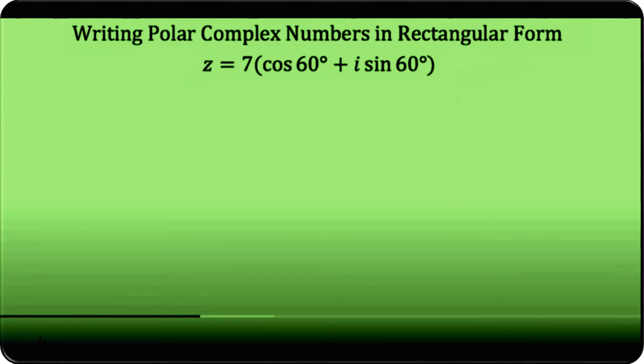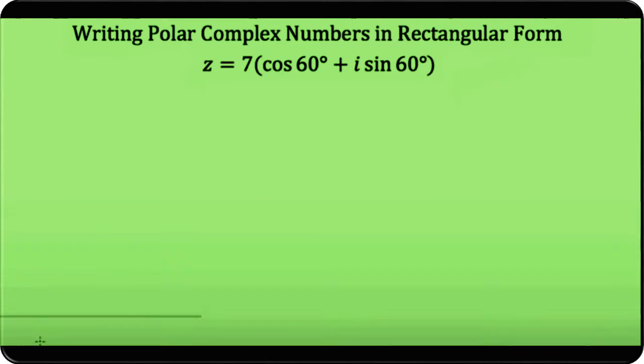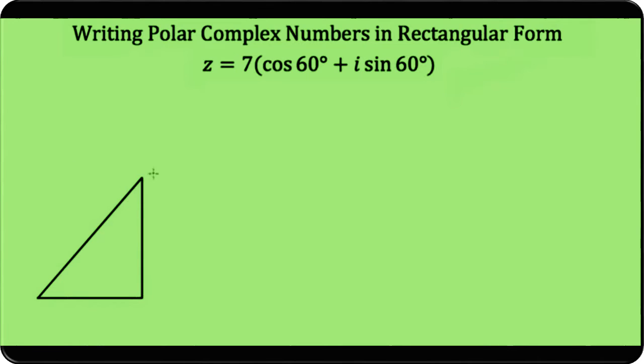We want to write it in rectangular form. What we have here is z is equal to 7 times the cosine of 60 degrees plus i times the sine of 60 degrees. Well, usually I like to start by drawing a triangle. It doesn't have to be to scale. It just has to help me see what's going on.